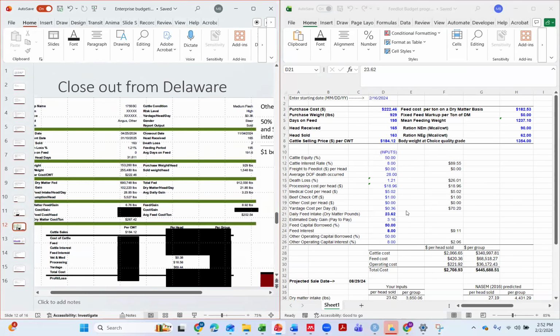Dry matter per head per day. So this group ate 21.85. They gained 3.23 pounds per day. What else do we got here? Their feed cost was 267.42.